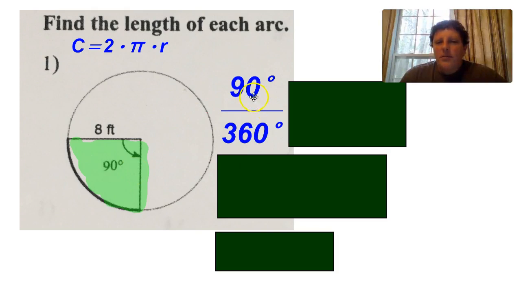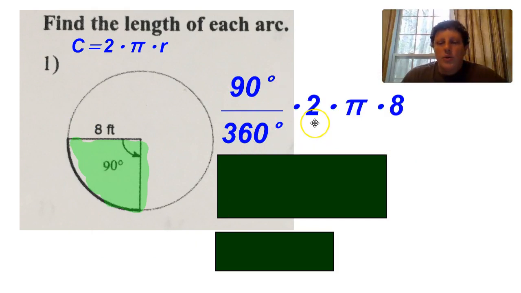I'm then going to take this fraction that I figured out and multiply by the circumference formula because I'm asking what part of the circumference is this arc. So 90 over 360 multiplied by 2 times pi, and in this case the radius is 8 feet, so it would be 8.